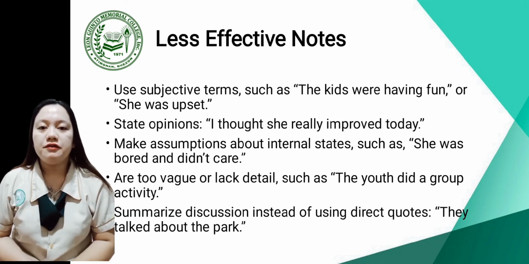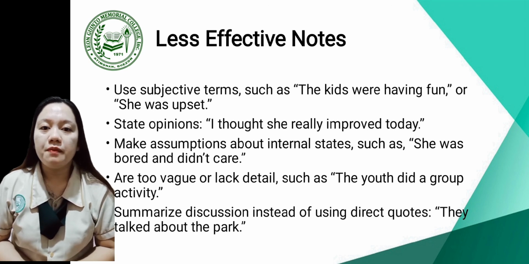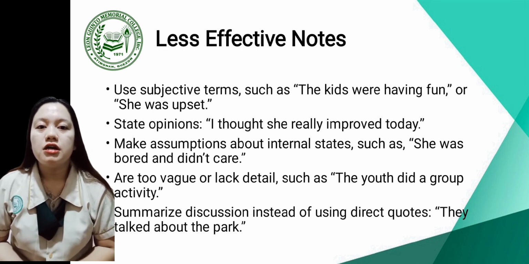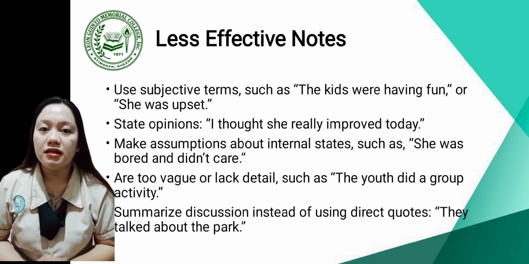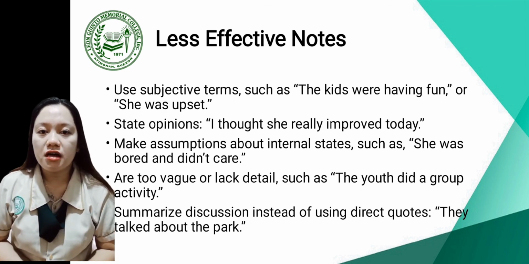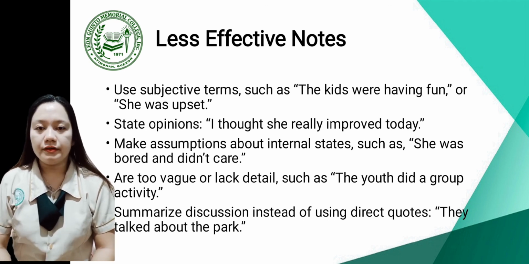And here are the less effective notes. Use subjective terms such as, for example, the kids were having fun or she was upset. State opinions, such as I thought reading really improved today. Make assumptions about internal states, such as she was bored and didn't care. Use vague or lapse details, such as the youth did a group activity. Summarize discussion instead of using direct quotes, such as they talked about the fair, and so on.